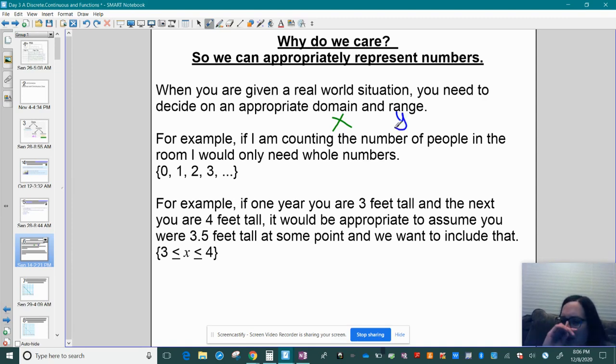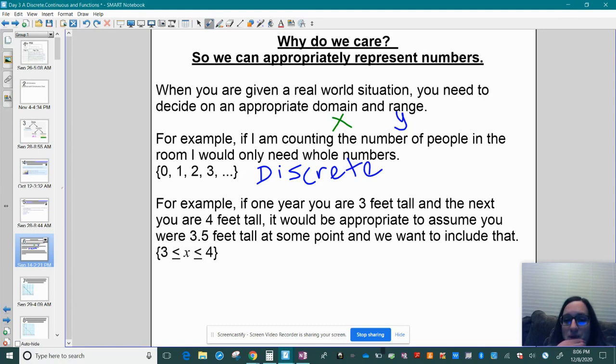All right, so we need to see if they're discrete or continuous before continuing. For example, if I'm counting the number of people in the room, I would only need whole numbers. 0, 1, 2, 3, 4, 5, 6, right? This would be discrete. That would be an example of a discrete domain.